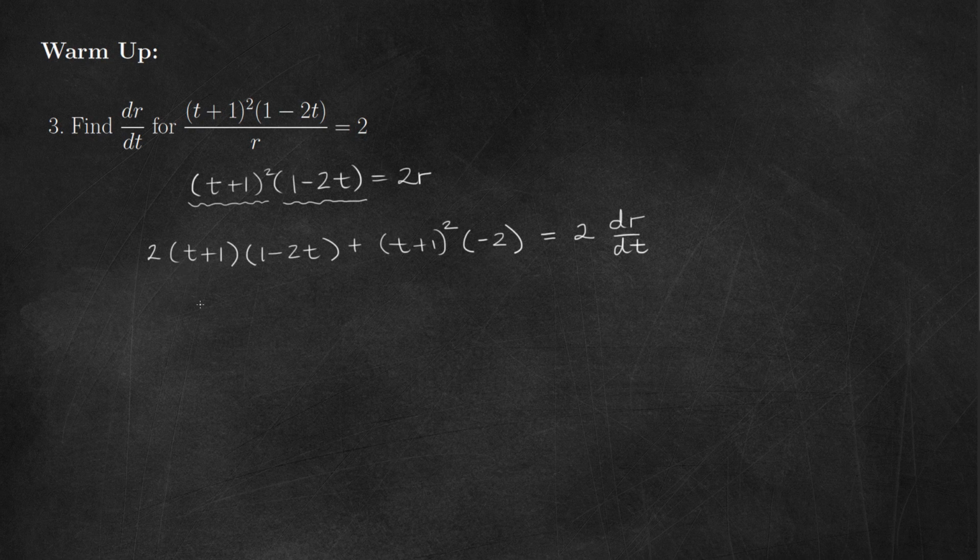Now on the left-hand side, I can factor out a 2. I can also factor out a t plus 1. So when I do that, my first term leaves me with 1 minus 2t. My second term leaves me with minus, if we think of that constant, moving that to the front, minus, and then one of the t plus 1's factor out, leaving me with a t plus 1.